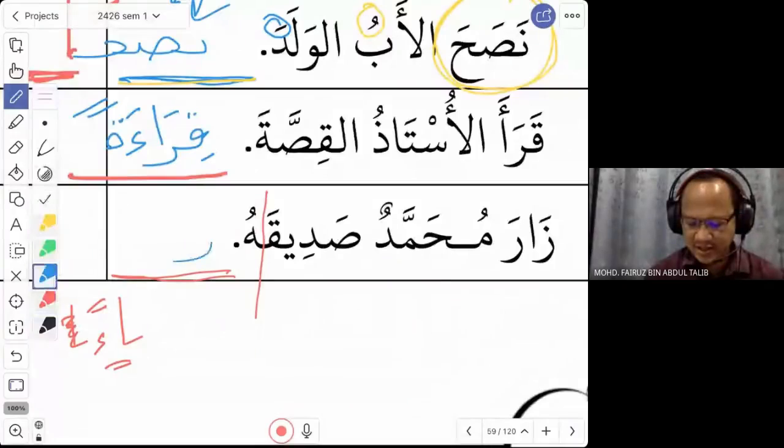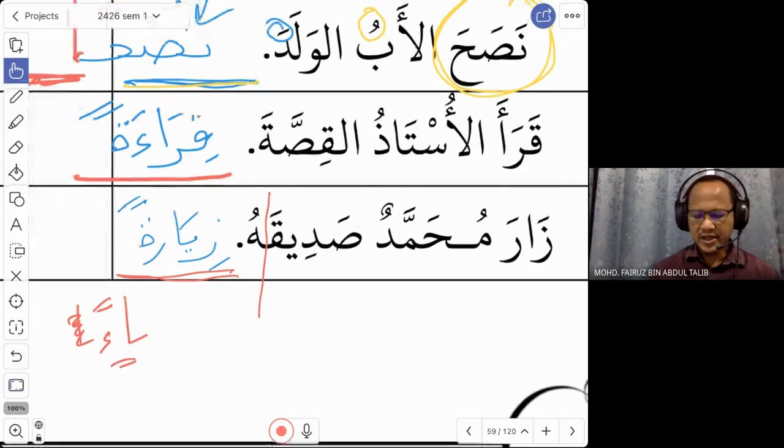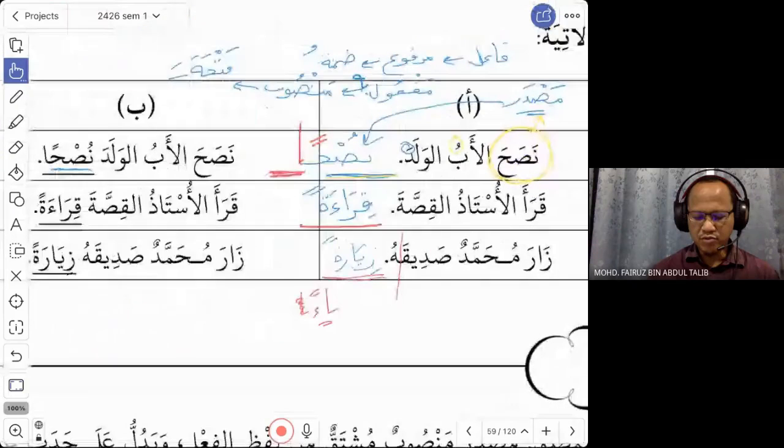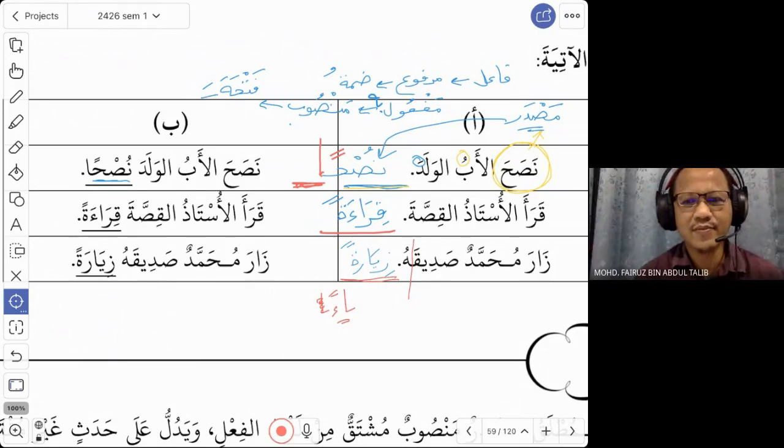Visiting. The word is ziyarah. You go to the dictionary, then you will get this word. Zara, the masdar is ziyarah. So you add the word ziyarah and you end it with a fatha because it is maf'ul mutlaq, mansub. Al-jumlah: zara Muhammadun sadiqahu ziyaratan. So ziyaratan here is used to emphasize the word zara. That is how we use al-maf'ul mutlaq in these sentences. So far, any question to understand this maf'ul mutlaq? No questions? Okay.